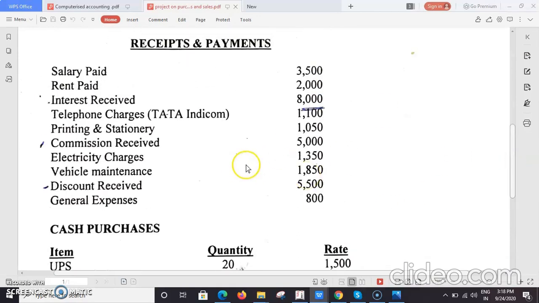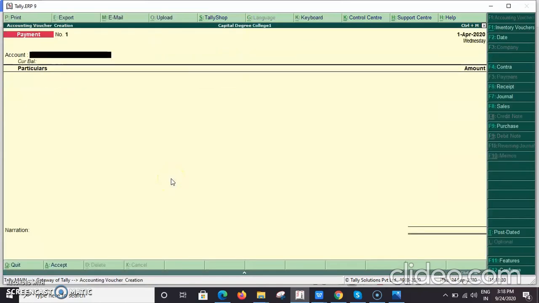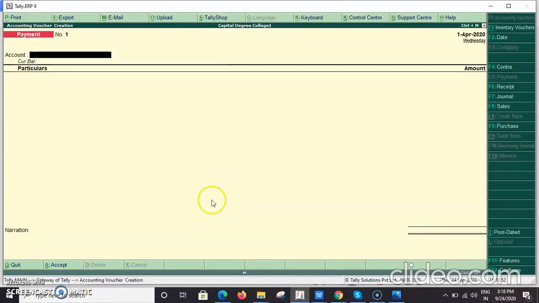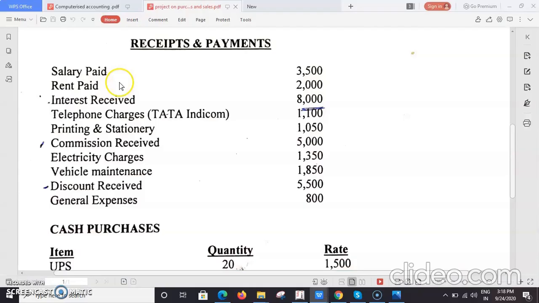First, receipts and payments, for this an accounting voucher. All the payments I'm entering in one voucher only, and all the receipts in one voucher. Actually we have to enter them individually, but if I enter individually it will take a lot of time. So I'll enter directly in one voucher. Here, payment. What are the payments? I'm paying through cash only. The available balance is 1,05,000.